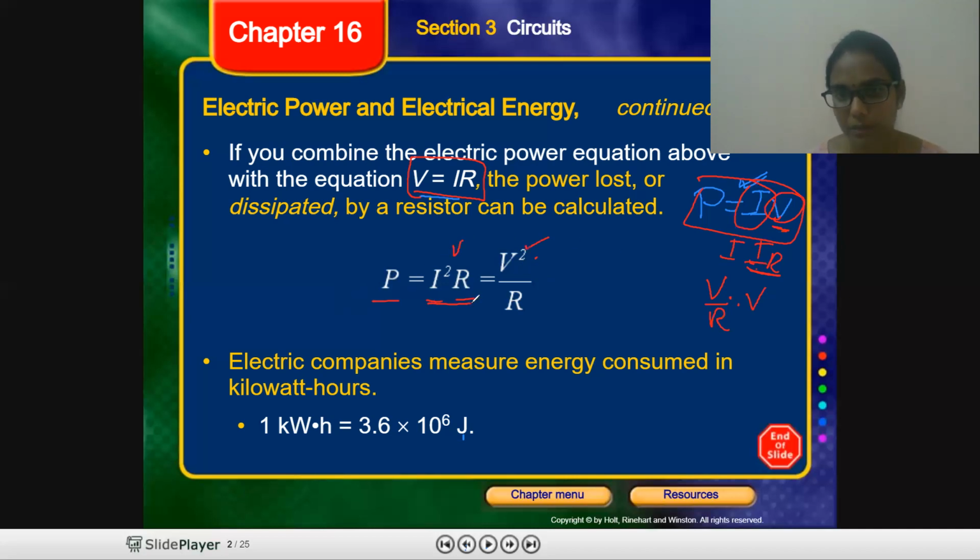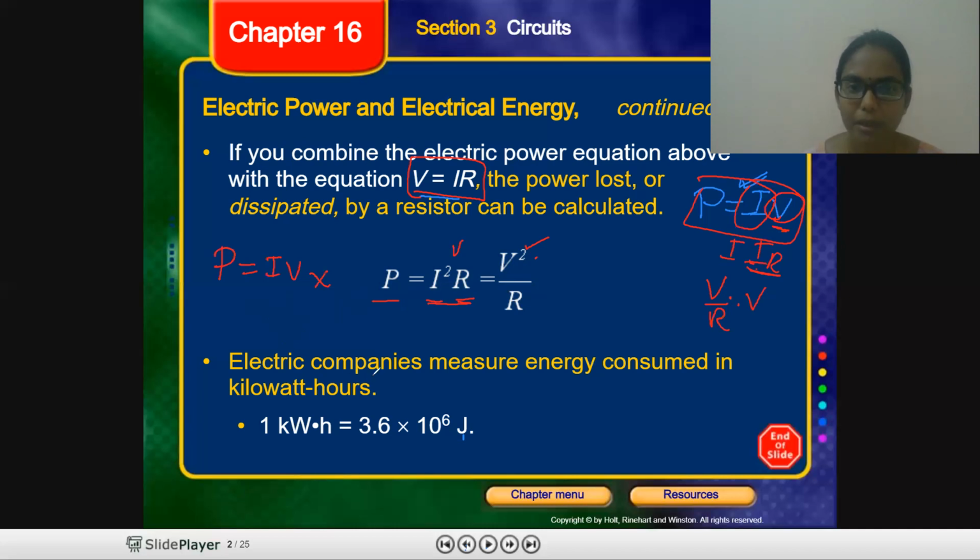In terms of current, if they give current, and in terms of voltage, if they give voltage, right children? These are the power formulas. Remember, power is given by I into V, also given by I squared R, also given by V squared by R. This is regarding the power formulas, electric power.